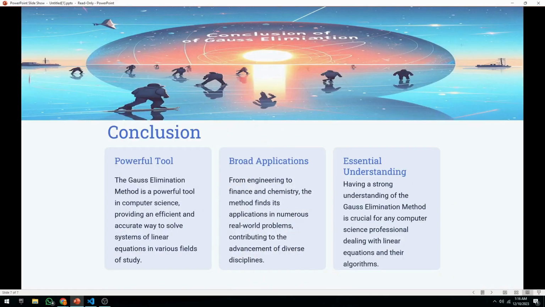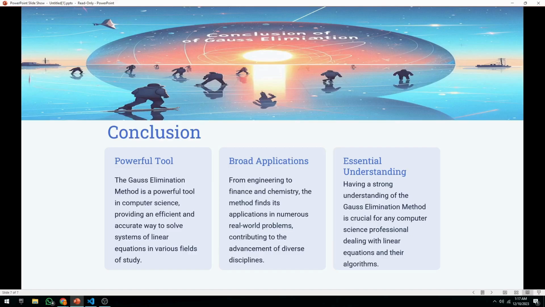science because it provides an efficient and accurate way to solve systems of linear equations. And then we have its broad applications, from engineering to other domains like finance, chemistry, and physics. We have its numerous applications in real world problems, which can contribute to advancement.